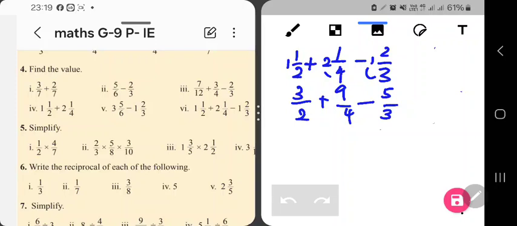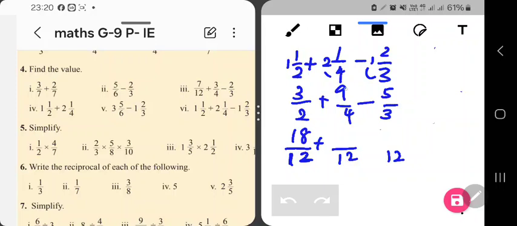And now you see the denominators are not equal. So we have to make the denominators equal. So it's easy to see that the common denominator for all of this is actually the value 12. So to write 3 over 2 in the form of a 12th fraction, you have to multiply by 6. 2 times 6 is 12. Likewise 3 times 6 is 18.